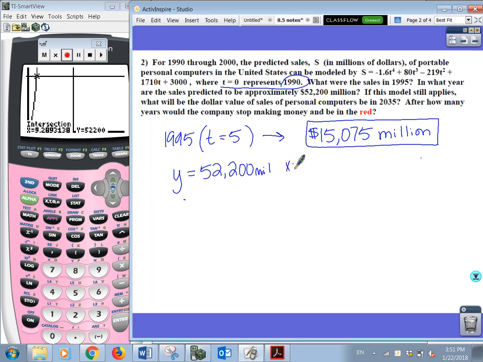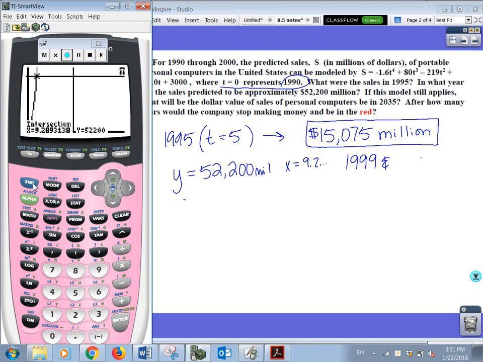So at x equals 9.2 years. So if t equals 0 is 1990, that means we add 9.2. So in what year, whenever it says in what year, we don't round. If it said how many years, we would round. But in what year, 1990, 91, 1992, 2010, whatever it is. So we would just add the 9. So we get 1999. And second trace 5, we need to find that other point of intersection.